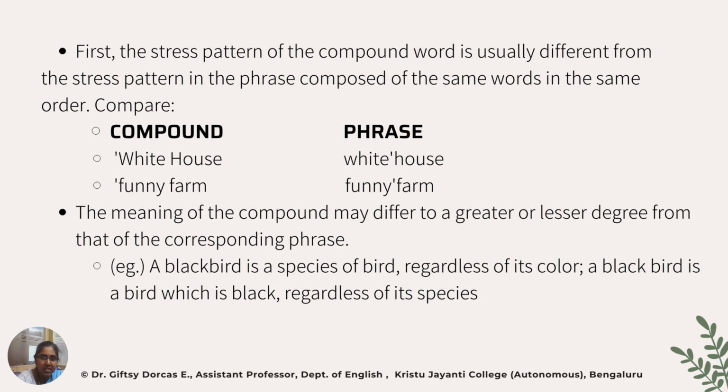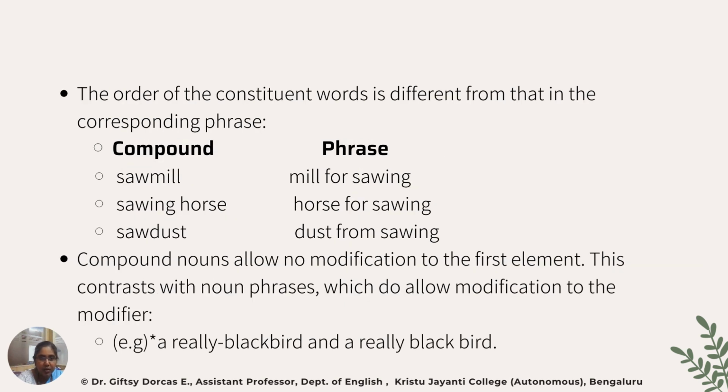So the meaning also changes accordingly when it's a compound and when it's a phrase. And we also see that the order of the constituents of the words is different. For example, for a compound we say sawmill, but as a phrase we say mill for sawing. And compound words allow no modification to the first element. An example is a really black bird. When it comes to a phrase, it becomes a really black bird. So for the compound it's a hyphenated word, but as a phrase, it changes.